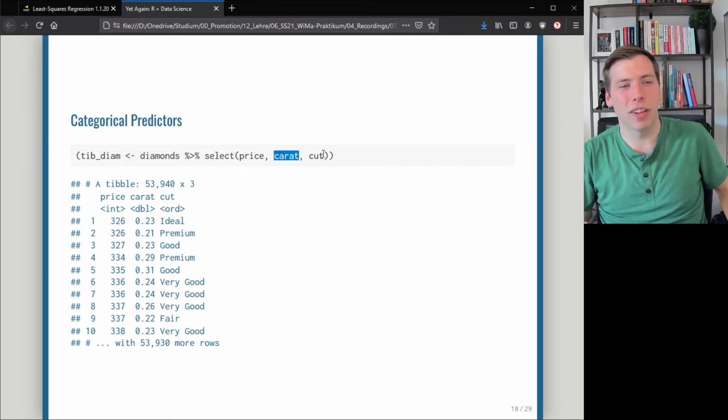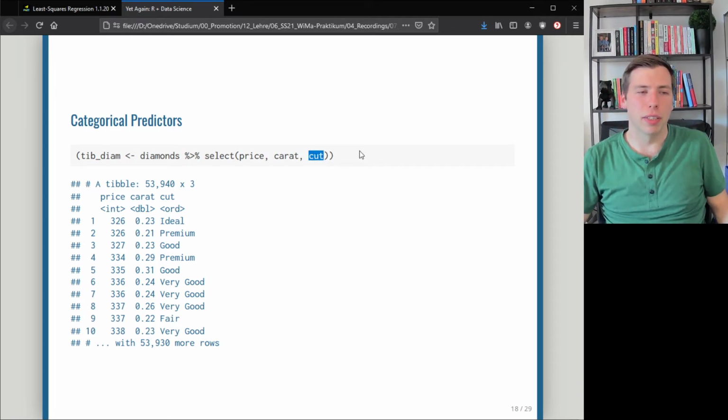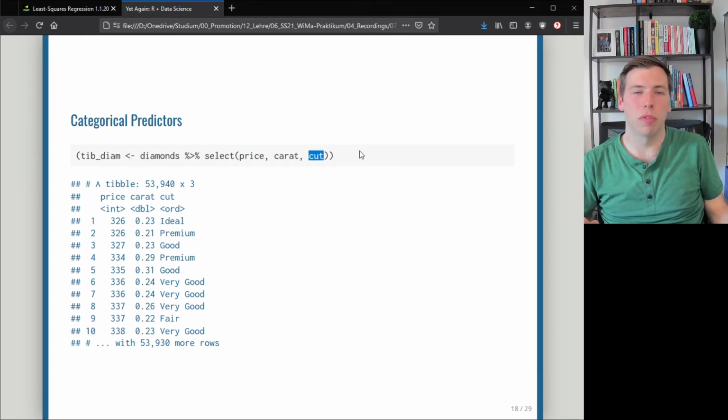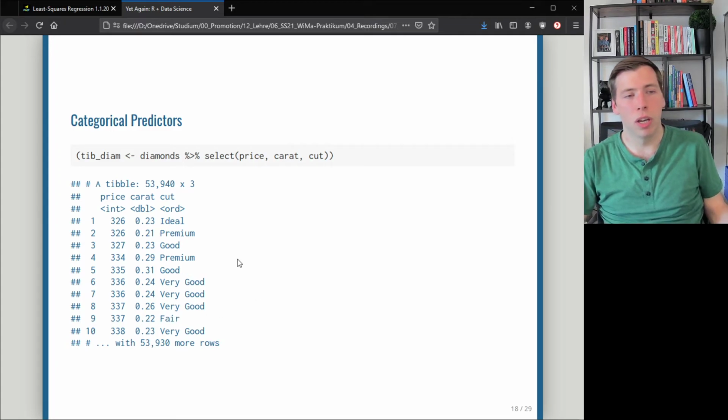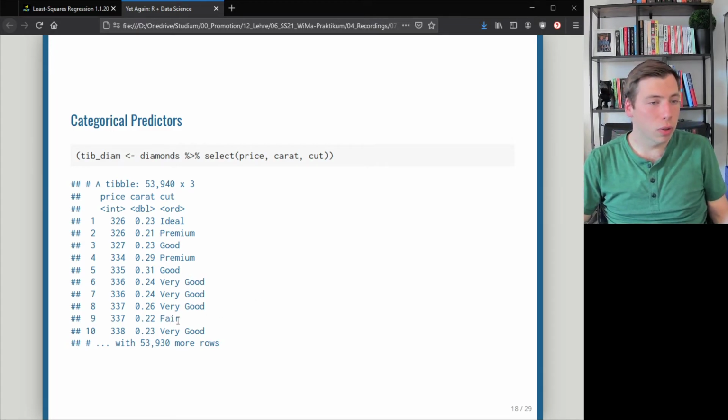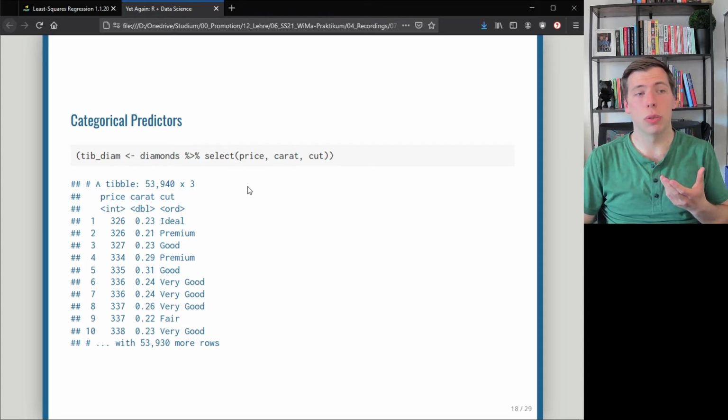And the cut is the label for the quality of the diamond. So here we have a quality that is ideal, premium, good, very good, and fair. I think the ordering is fair, good, very good, premium, ideal. Yeah, I think that's the ordering. In any case, if we want to predict the price of a diamond, then we will need to take into account its weight, which is what this variable stands for, and its quality. This is what we want to do.